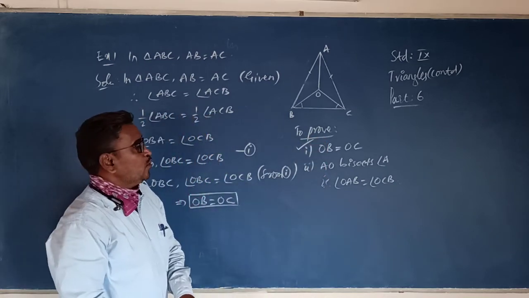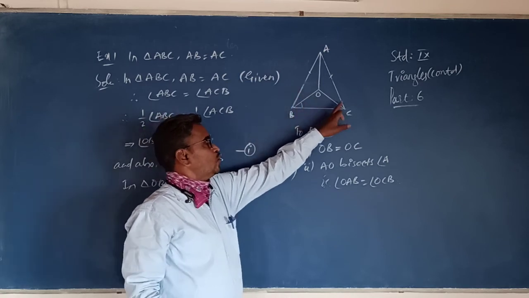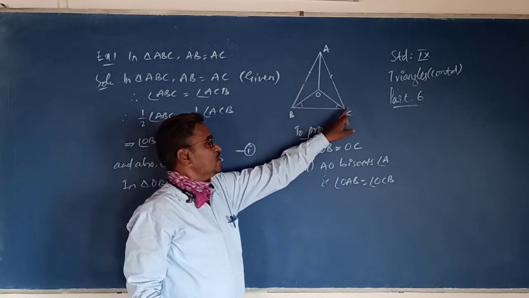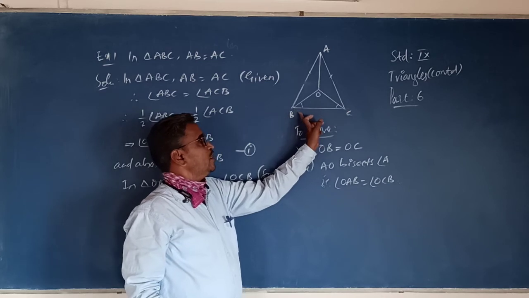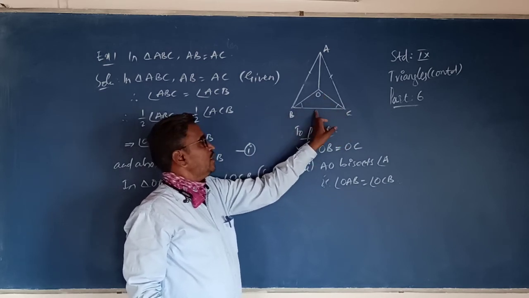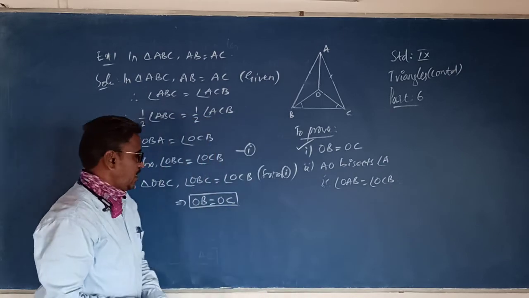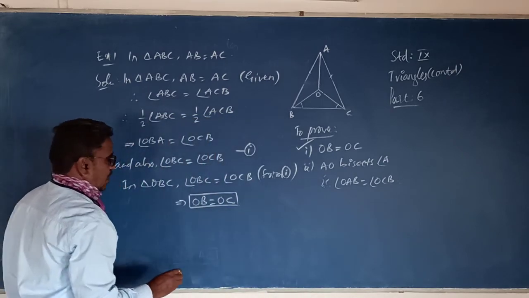Important point: OB is a bisector, very important. Whole angle B is equal to whole angle C. OB is a bisector, OC is a bisector. Half of B is equal to half of C, which tells that angle OBC equals angle OCB. So the angles are equal, so sides opposite to equal angles are equal.